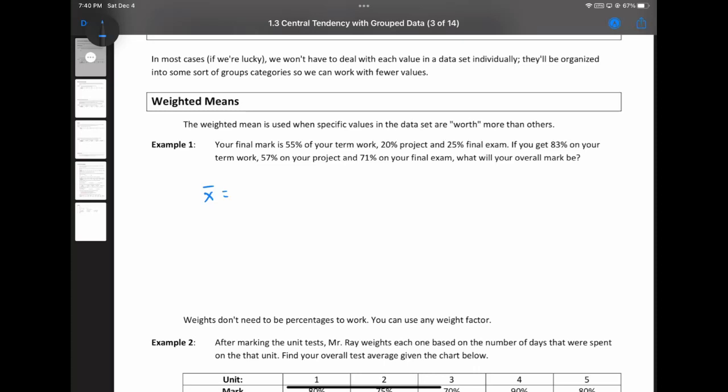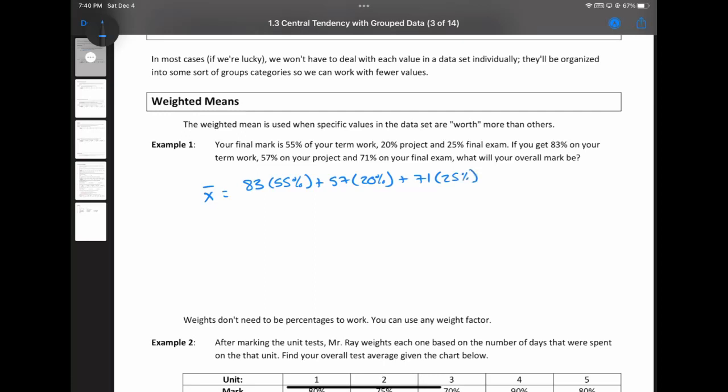So let's start off with, we got 83% on our term work. I'm going to take 83, and again, I'm not going to put the percent sign down because that's the unit of measurement for my mark. And that's worth 55%, so I'm going to multiply it by 55%. Plus, the next one, we have a project that we got 57% on, and it's worth 20% of our mark. Plus, we had 71% on our exam, and it's worth 25% of our mark.